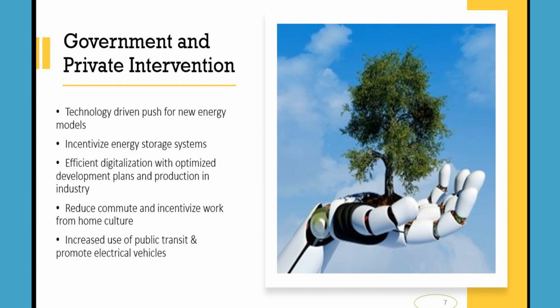Then again, the other aspect of government intervention is that if efficient digitization is carried out, then people may not have to do all the work from the office desk. There can be a lot of work that can be done from home. Similarly, if private industry promotes people working from home, and everything can be controlled digitally, like the production plan and other things, people need not travel; they can work from home.